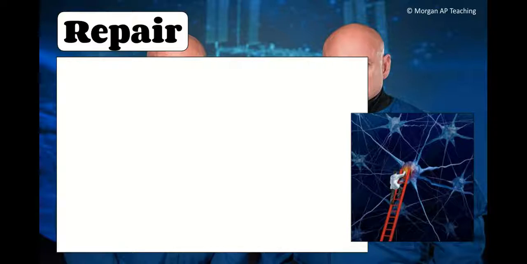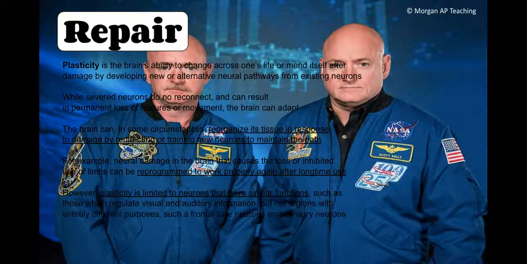So, for example, if you have brain damage that causes the loss of your limbs, sometimes the brain can be reprogrammed to work properly again. If I can't use my left arm, then maybe my neurons will be repurposed for that movement from other movement. So plasticity can only use similar neurons to achieve this. Auditory neurons, for example, can be repurposed for other senses, things like that. We'll get a little more into it in the next slide, but I'll put this one up so you can get the definitions down.